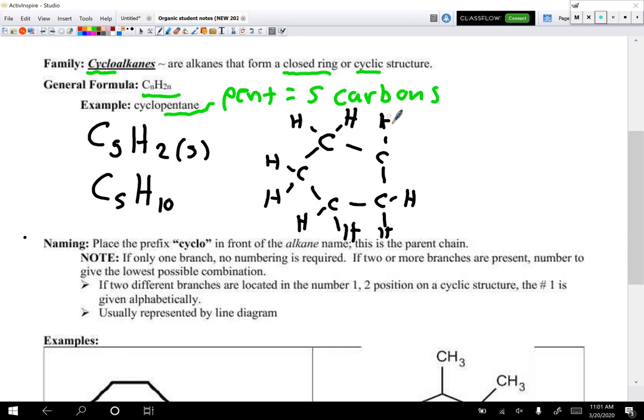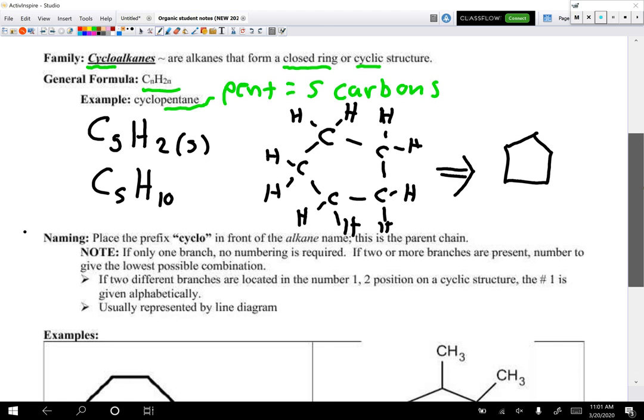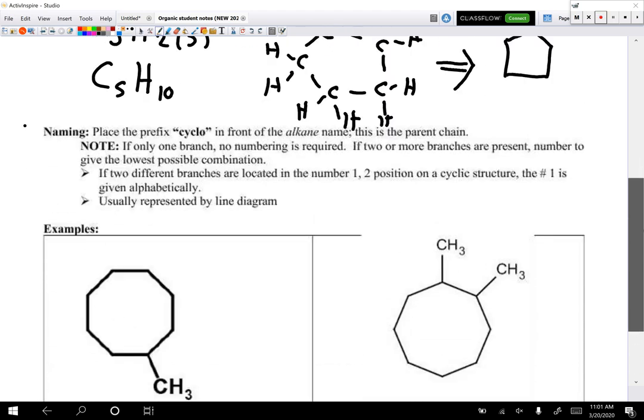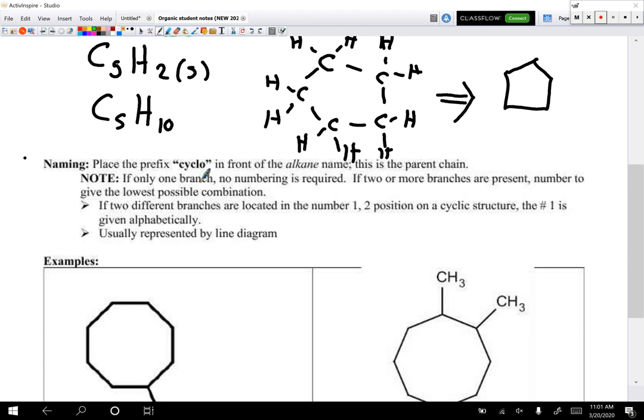Now, drawing these in structural diagrams is not a lot of fun. So normally we use line structures for our cyclic compounds, which would look something like this, kind of like a pentagon, or in this case it looks like a house. Either way, we can tell that we have 5 carbons enclosed in this cyclic structure. As we are naming these, we place the prefix cyclo in front of the alkane name. This tells us that it is in a closed ring.